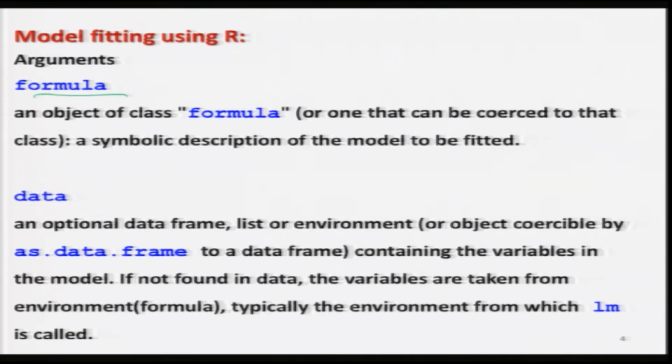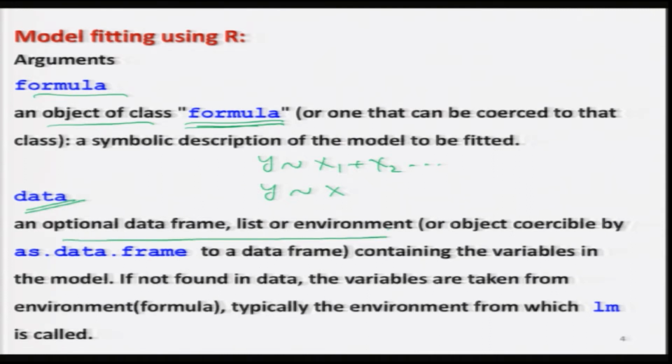So, this formula is an object of the class formula, and this has to be denoted using the y tilde, say x1 plus x2 plus and so on. You remember that earlier in the case of simple linear regression model, you had used the notation y tilde x. Right. Simply the second option is data, which is an optional data frame where you can input the data, and if you do not want to use the data frame, then you can input the data from the external, means you can specify the data vectors in your R console, and then you try to use the LM command.